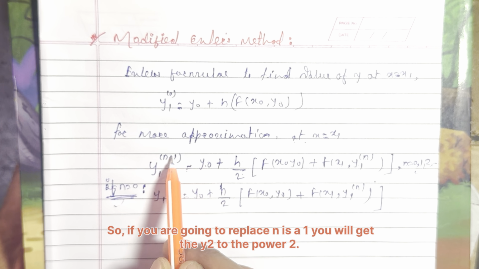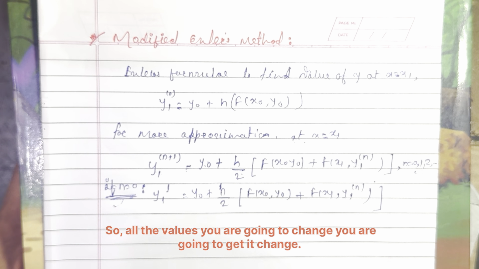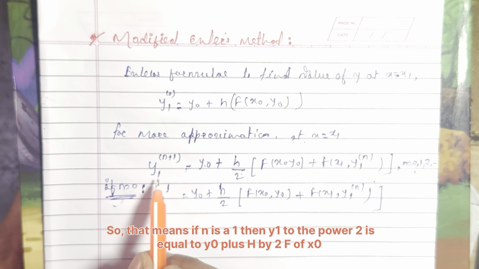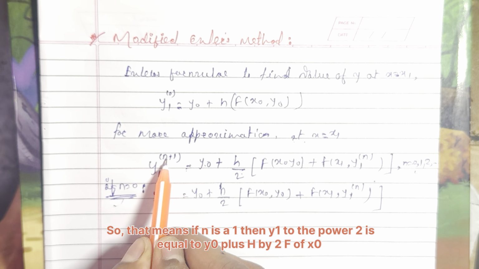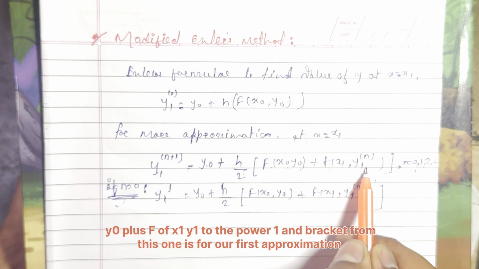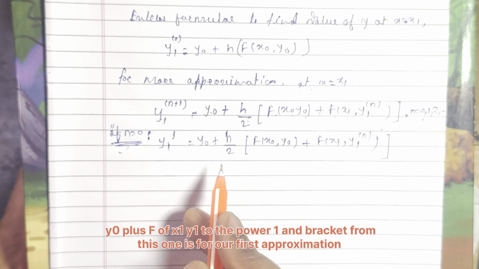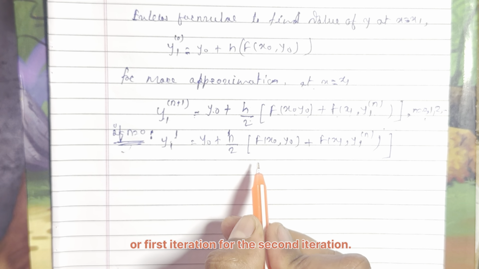So all the values you change, you will get changed. That means if n is 1, then y1 to the power 2 is equal to y naught plus h by 2, f of x naught, y naught plus f of x1, y1 to the power 1, and bracket complete. This one is for our first approximation or first iteration.